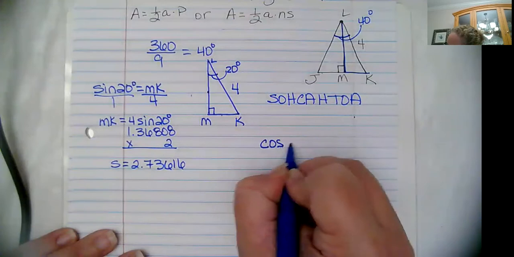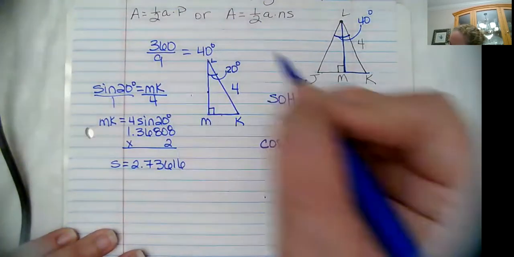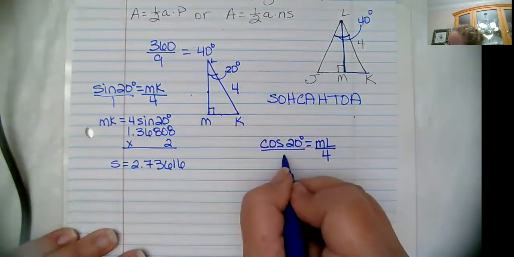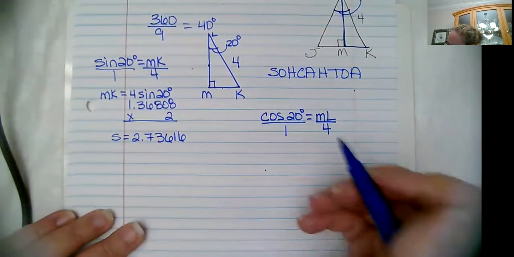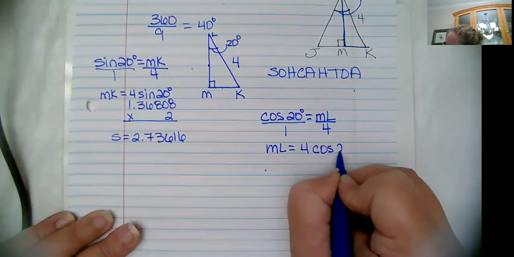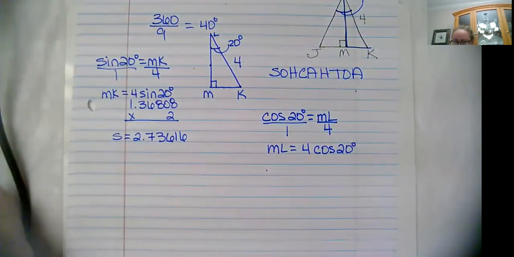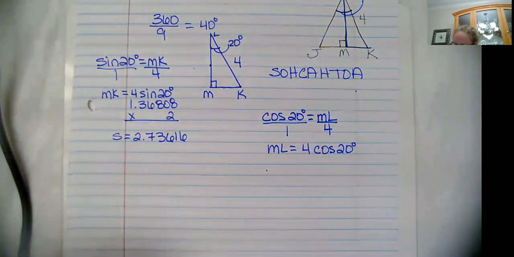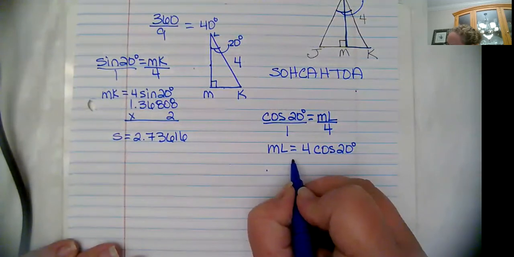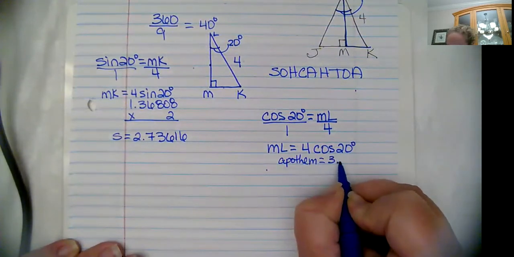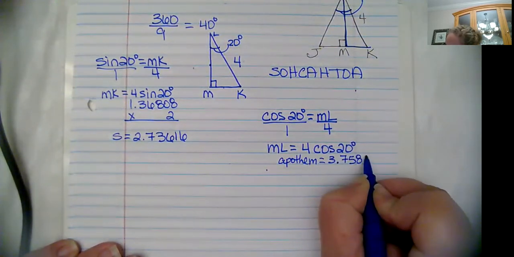So cosine 20 degrees is equal to ML over the hypotenuse. Again, the proportion, going to cross multiply. So we have ML is equal to 4 times the cosine of 20 degrees. On my calculator, 4 times the cosine of 20 degrees, and we get, so this is our apothem that we just figured out, 3.75877.